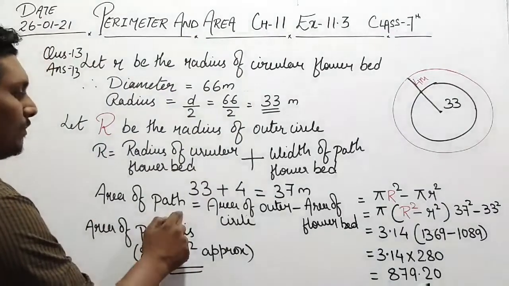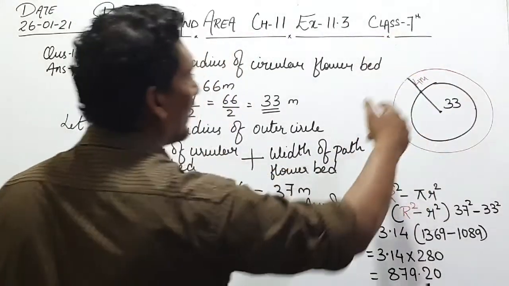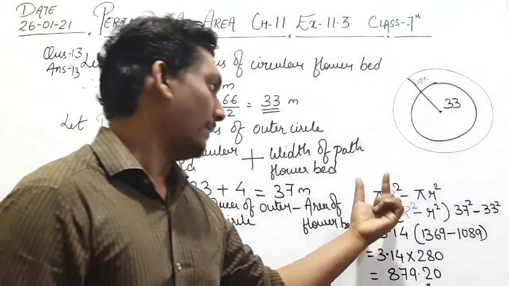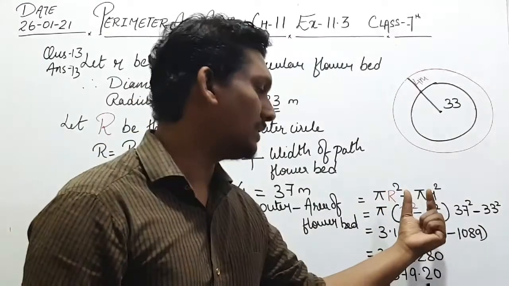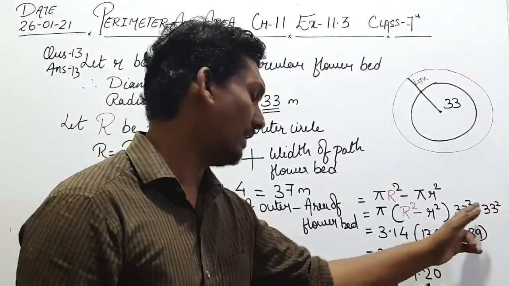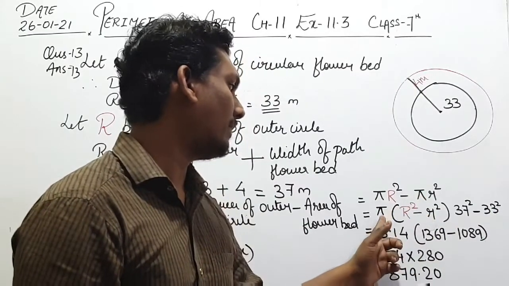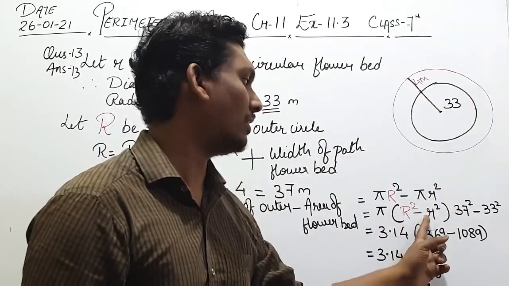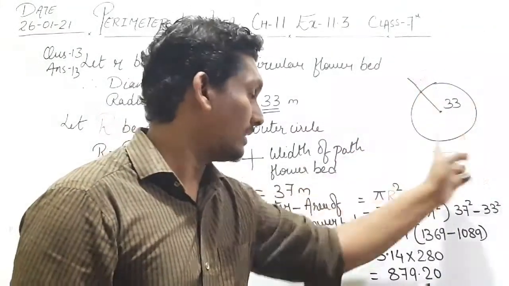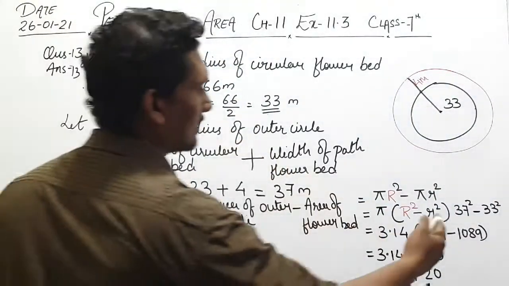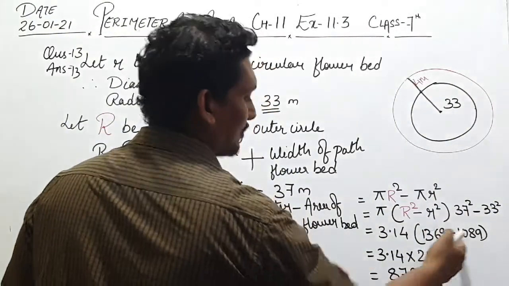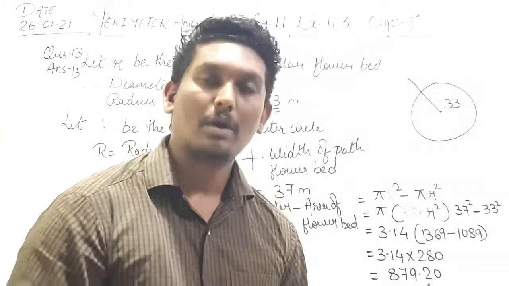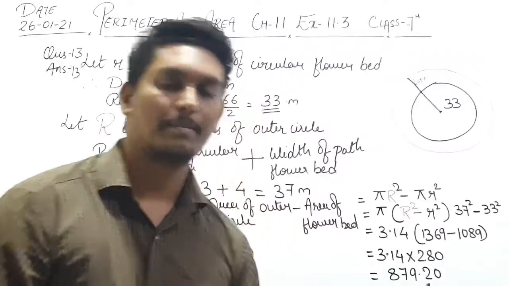So we have to find the area of the path. From the outer circle we have to subtract the smaller circle, that is the flower bed. So from pi capital R square minus pi small r square, just put the value. Pi is common, so we have taken pi common, and capital R stands for the outer circle and small r stands for the small circle. Just find out the square of 37 and 33, subtract it, you will get 280. Multiply it, you will get the answer. Hope it is clear to you. Just go through it.